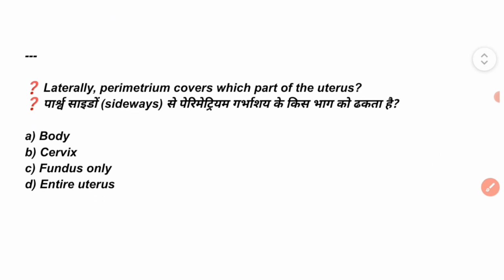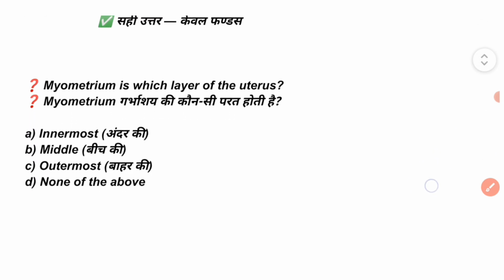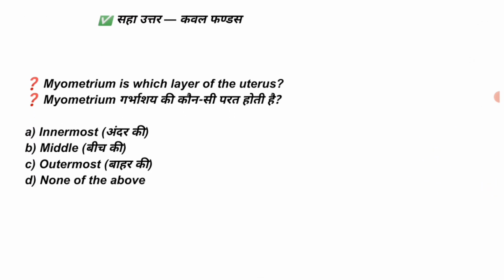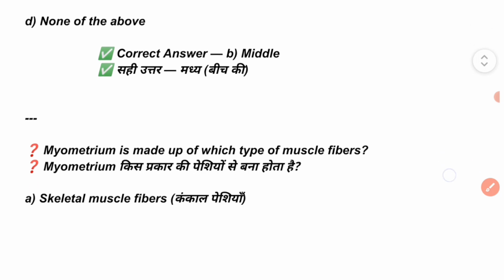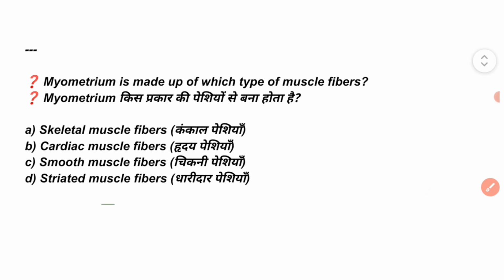Laterally perimetrium covers which part of the uterus? The right answer is option C. Fundus only. Next question. Myometrium is which layer of the uterus? The right answer is option B. Middle. Next question. Myometrium is made up of which layer of muscle fibers?